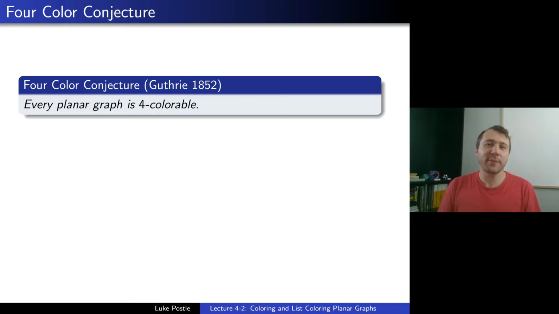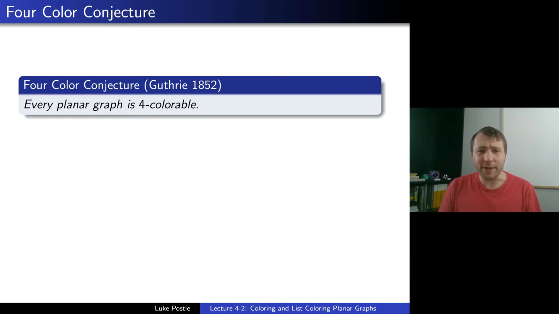Well, perhaps with the conjecture slash theorem that you have all heard of, the four color conjecture. What is the four color conjecture? Well, it was made by Guthrie in 1852, and it says that every planar graph is four colorable. So while looking at maps, they began to wonder whether you could color a map such that all the countries have only used four colors and adjacent countries don't receive the same color. This, of course, by duality, can be thought of as coloring planar graphs. That was the four color conjecture.